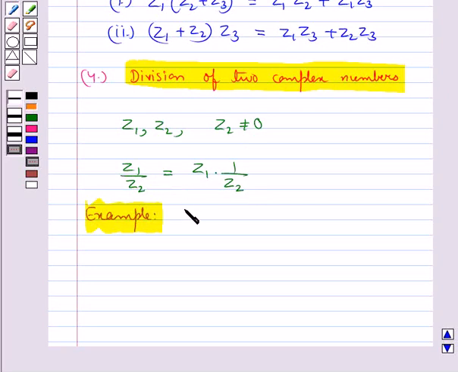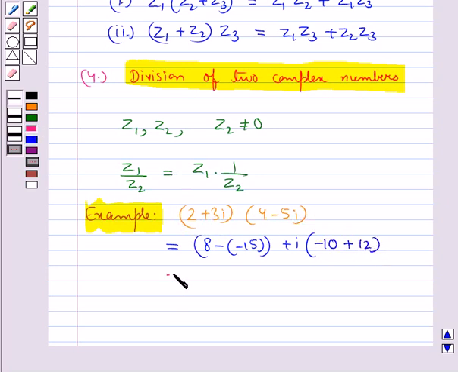Let's try and find out the product (2 + 3i) multiplied by (4 − 5i). This is equal to 2 into 4, that is 8, minus 3 into −5, that is minus 15 (so 8 + 15), plus i into (2 into −5, that is −10, plus 3 into 4, that is 12), which is equal to 8 + 15 plus i into 2. That is, we have 23 + 2i.